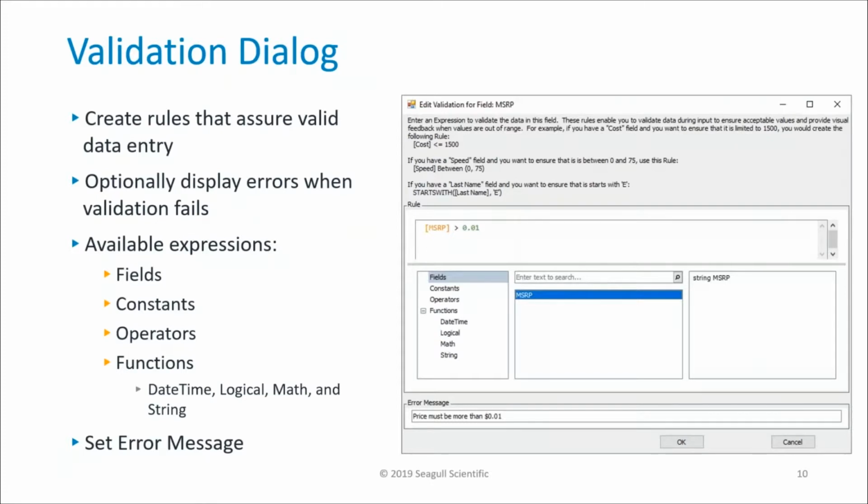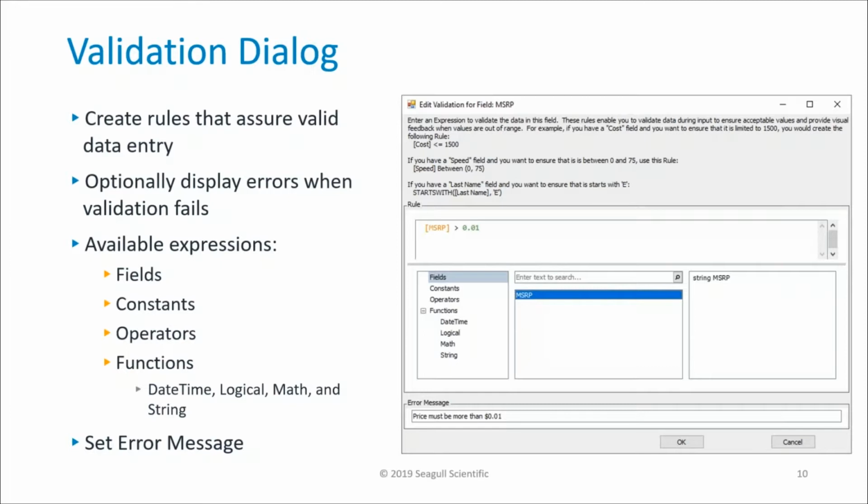From here, what you can do is create one or more rules that will allow you to enforce or validate your data, as I mentioned. Also, optionally, you can have an error message appear that's custom. So at the bottom, under error message on the bottom right there, I have "price must be more than a penny." So based on what you need, you can create as complex a set of rules as you'd like, and you have a few different expressions that you can select from.